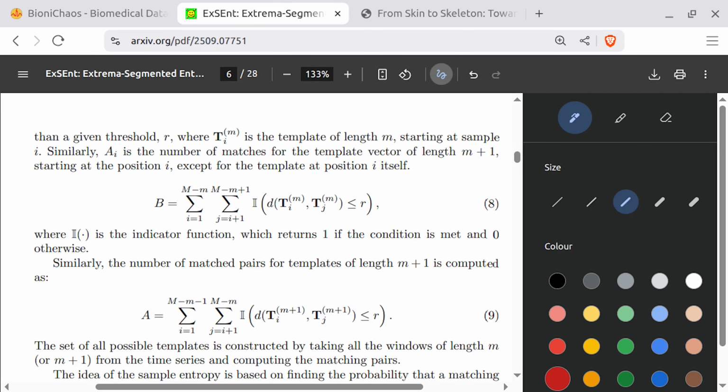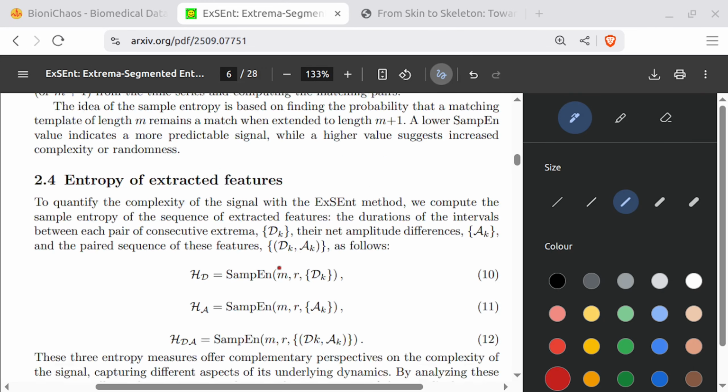Can you keep summarizing in plain language what's currently on the screen? This section defines the B and A terms used in the SampEn calculation. B represents the total number of matched pairs for templates of length m. A represents the number of matched pairs for templates of length m plus 1. The core idea of sample entropy is to find the probability that matching sequences of length m also match when extended to length m plus 1.